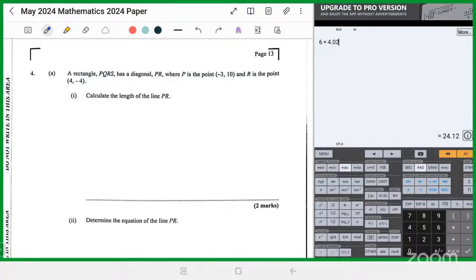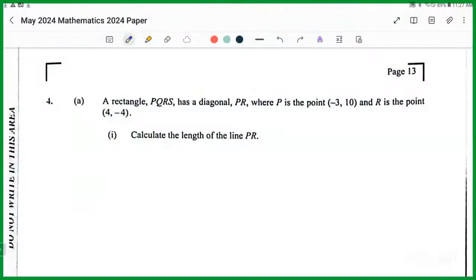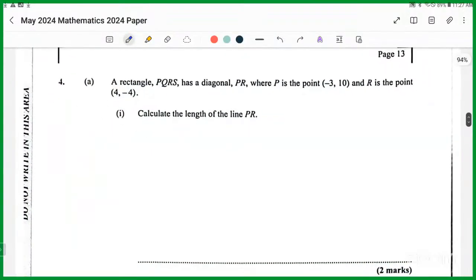Alright, so let me get the calculator. This one says a rectangle PQRS has a diagonal PR where P is the point (-3, 10) and R is the point (4, -4). It says calculate the length of PR. That's the length of line formula. The length of a line, remember, is the square root of the difference in x squared plus the difference in the y value squared. That's a quick way to remember the formula.